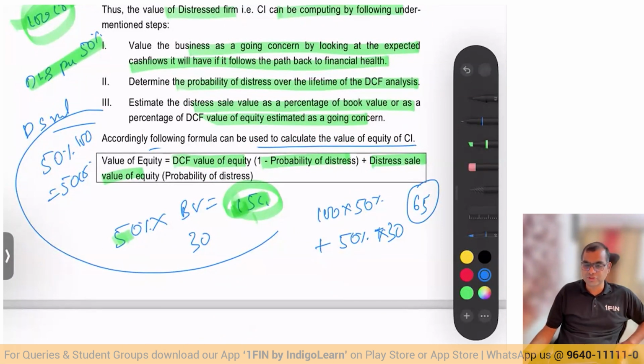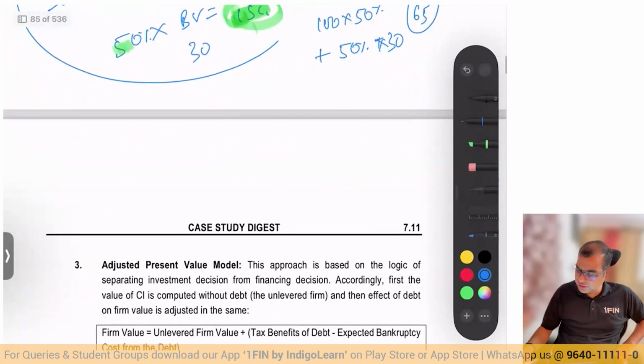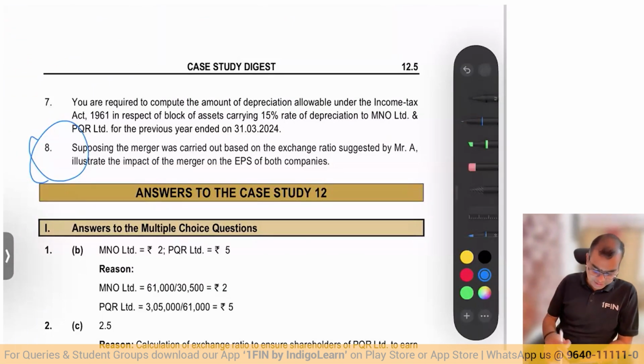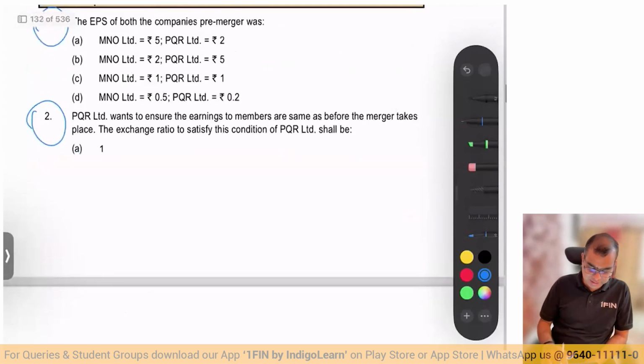Let us now move to the next one. We have finished case study number 7. Now let us move to the next case study. Next case study is case study number 12. So let us look at this case. There are 3 questions in this. Now let us see what it is that they're asking.